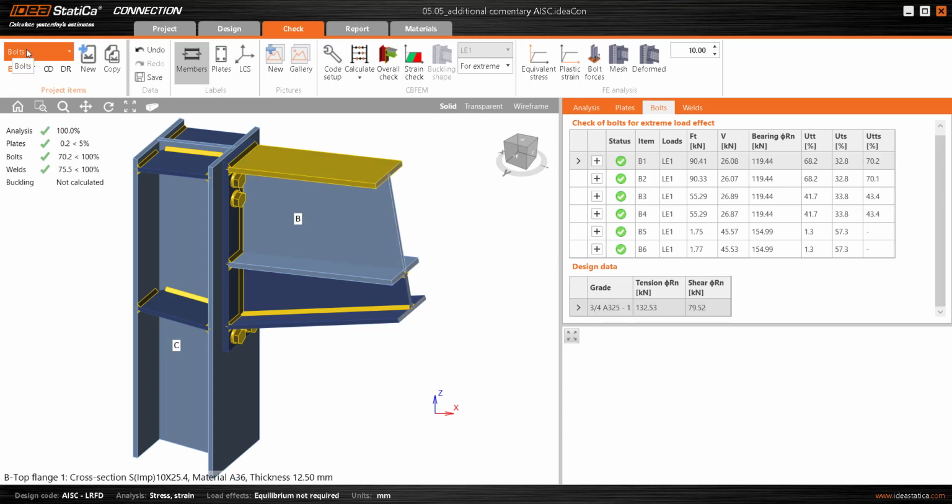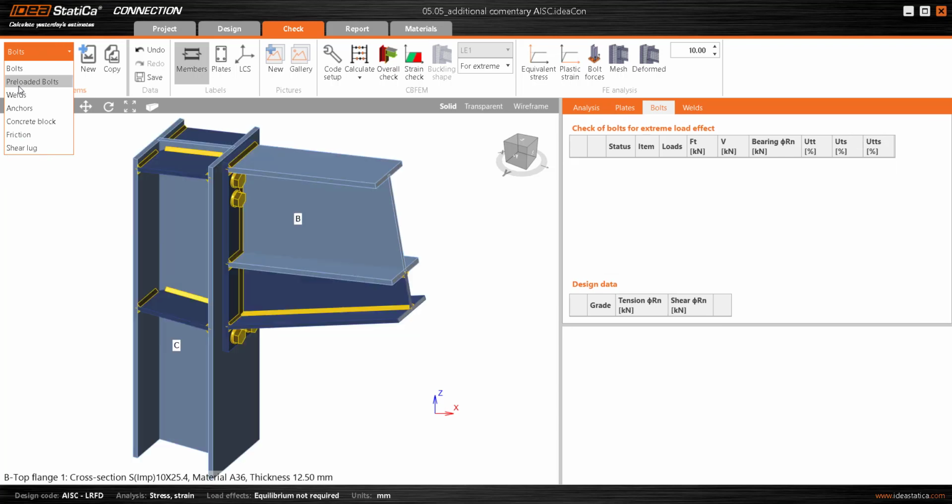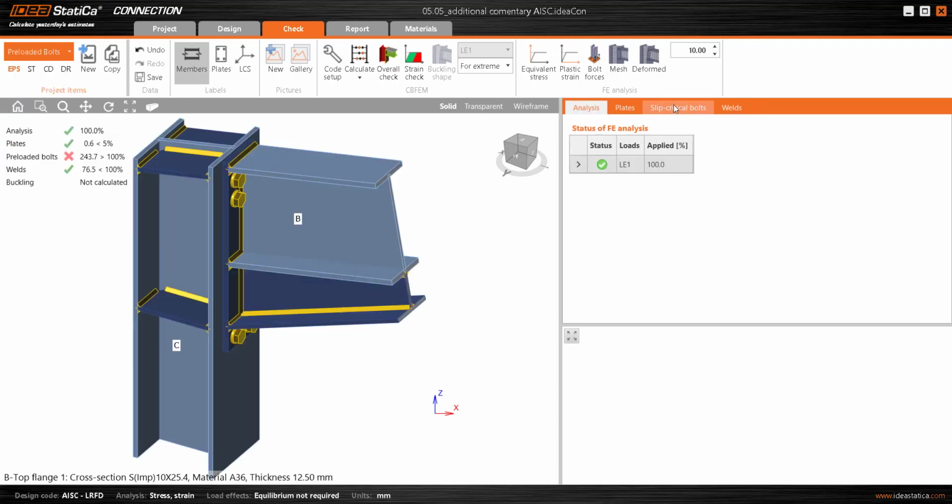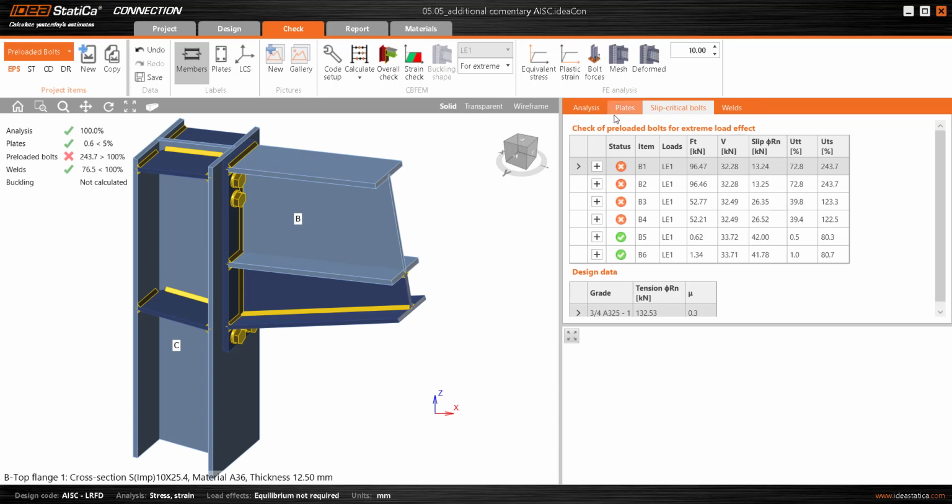Now, if we look at preloaded bolts, which are basically joints or slip critical connections, as they're known in the AISC code, it's assumed that they are bolts that have a preload indicated, and consequently, we want these connections to resist the shear through friction. This check is done via each one of the bolts. The check is very similar to that done in Eurocode, but with the difference that we see that the pre-tension load does not appear here in this table.